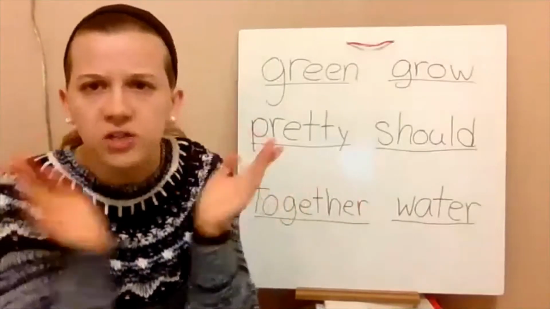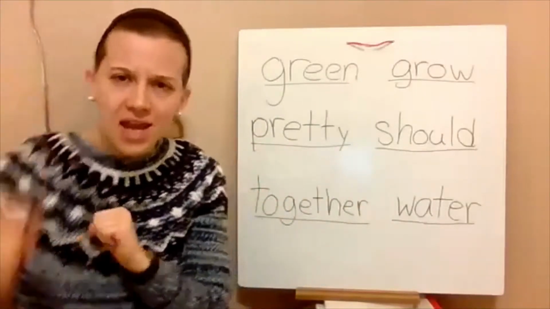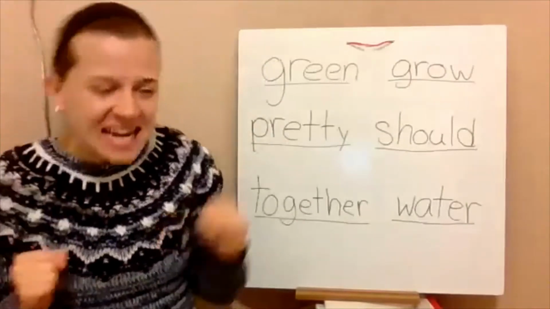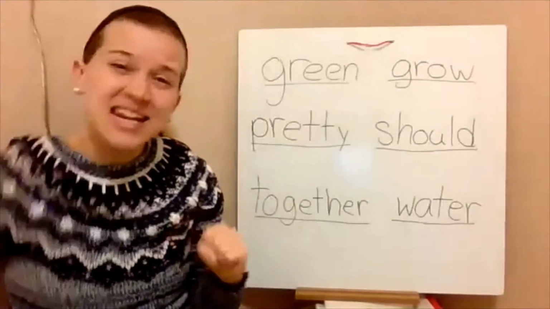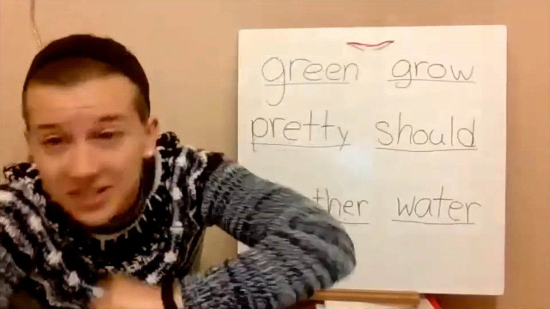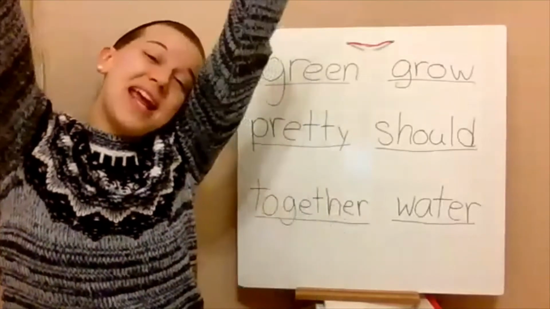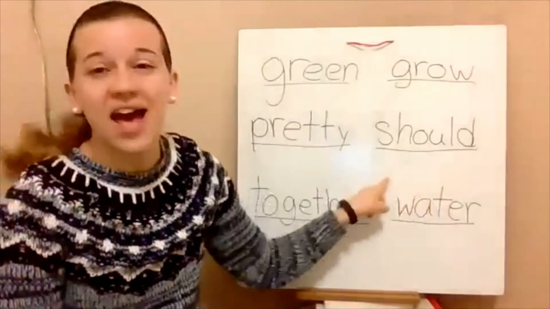Next word. Here we go. Ready? I want to hear your cheers. Let's go. Give me a P, R, E, T, T, Y. Put it all together. What does it spell? Pretty. Next one. Here we go.